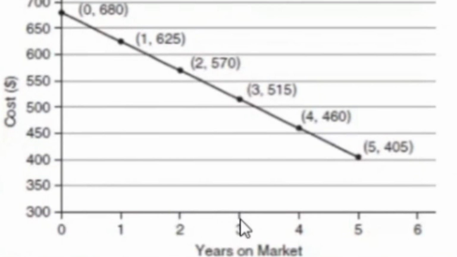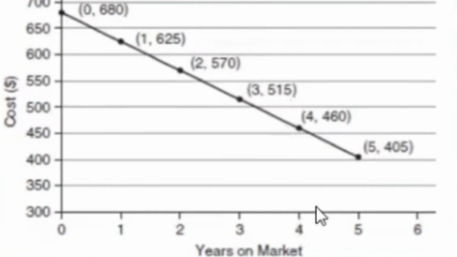Well, you would just move 3 paces to the right on your x-axis, and then you would move from this particular spot upwards until you connect with your graph. And then you would find the corresponding y value happens to be 515, or it's given to us here. So we know that at year 3, it costs $515 to get the phone.